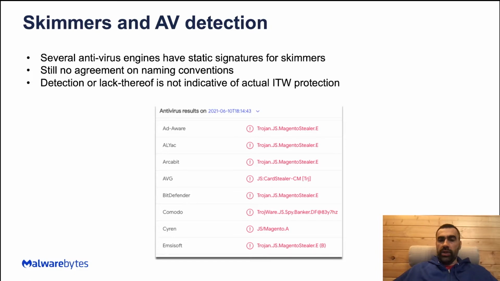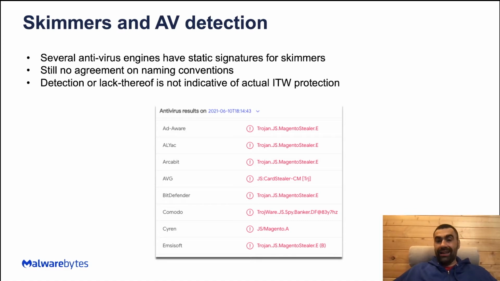So we see a number of AV products, if we use VirusTotal, that have detection for Magecart attacks. But just like in the regular malware field, there's no agreement on naming convention. So you really have to do some work to enumerate what an AV product would call a skimmer, whether they call it Magento stealer, card stealer, Magecart. It's kind of all over the place.